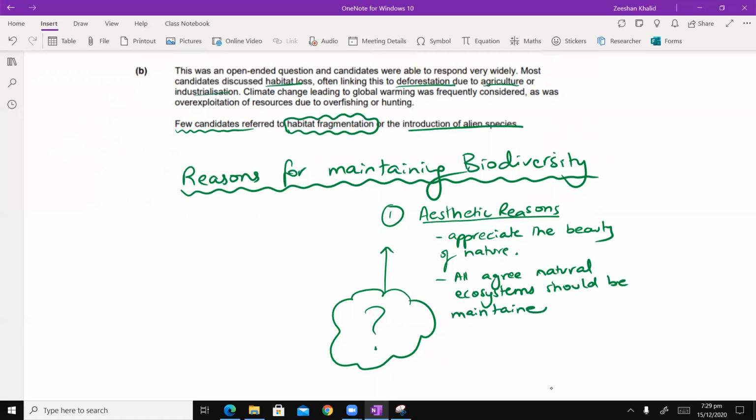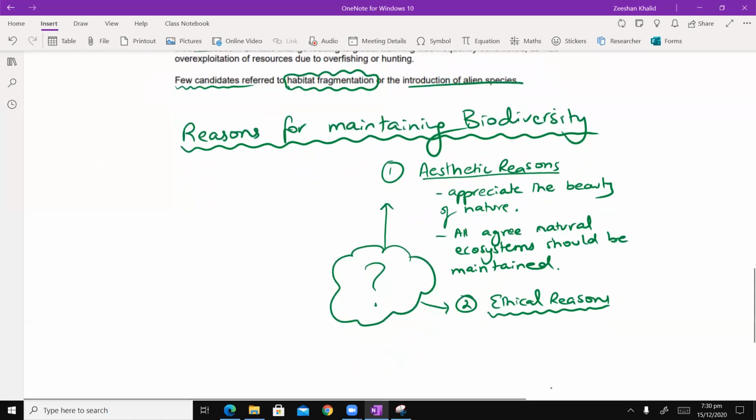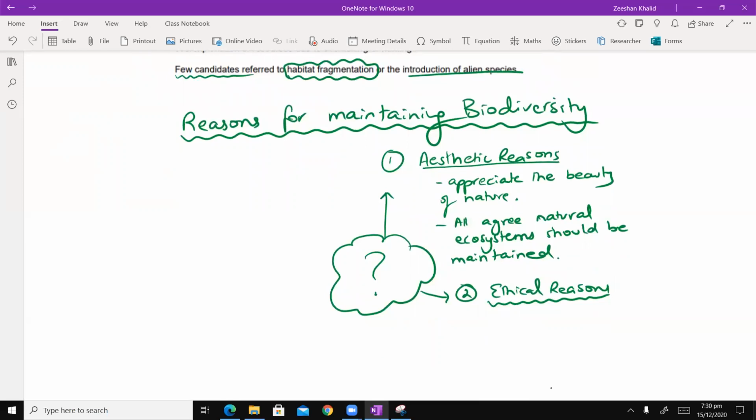So that's one argument, that biodiversity should be maintained. The second argument is ethical reasons. What does ethical reasons mean? People argue that destruction of ecosystems and loss of biodiversity is simply an ethical issue. They say we have no right or justification to destroy nature.